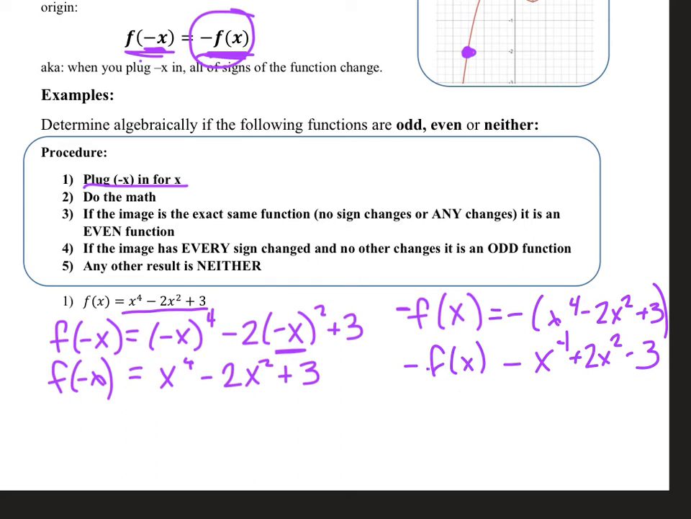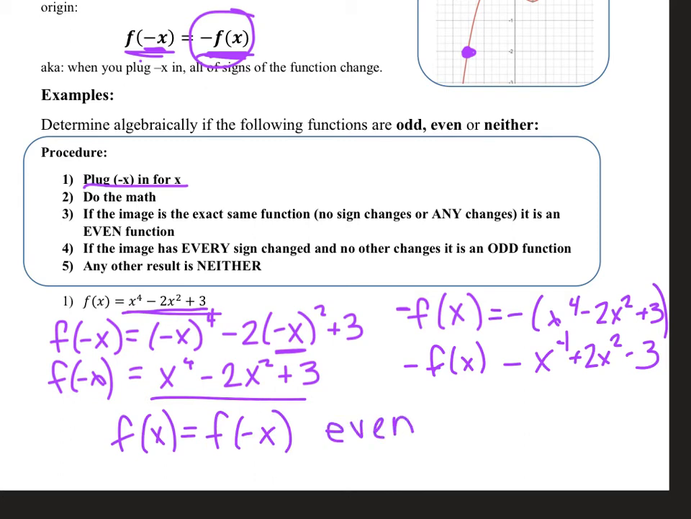And then you just see if any of them are equal to each other. So this one and this one are the same. So f of x is equal to f of negative x. So that criteria says that it's even. And that's an explanation. It's perfect. That's all it has to do.